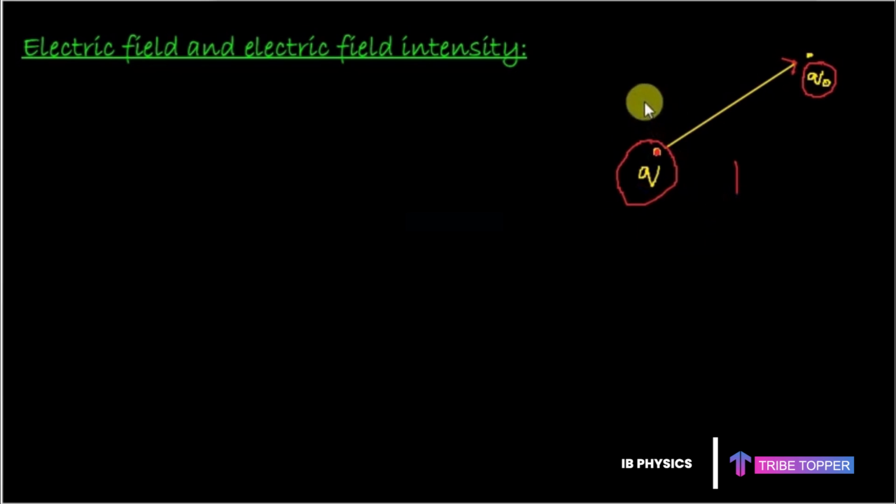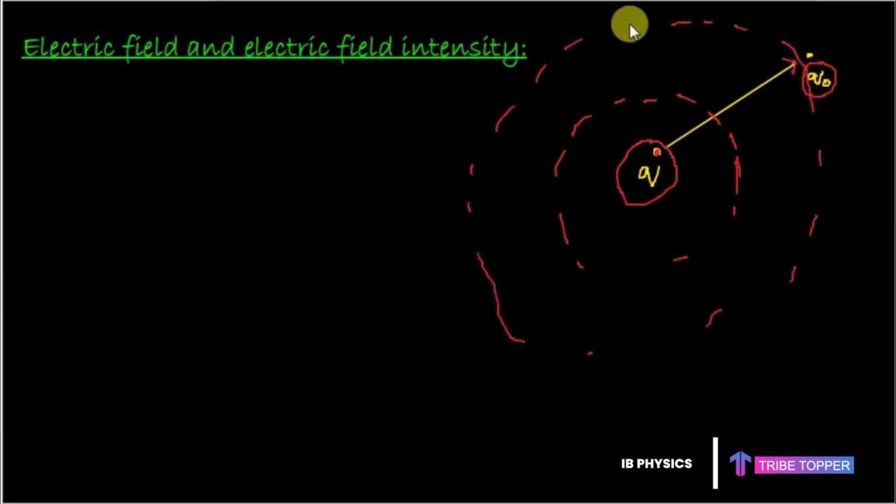So that means there is a certain region of space around this charge Q. Within this region, if I place the charge Q naught, it is going to experience a force definitely due to the charge Q. If they are similar charges, Q naught will experience a force of repulsion, and if they are opposite charges, it's going to feel a force of attraction, but only within a certain range around this charge Q. So that region of space is called the electric field.